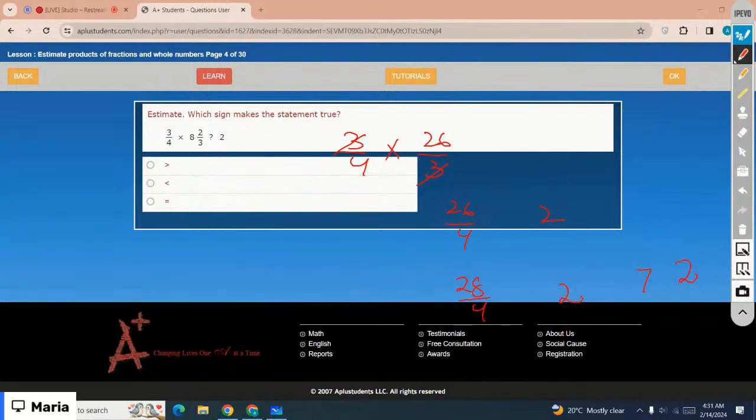If the number is not divisible by the denominator, you can replace the number with the nearest one that can be divisible, right? So here 26 is not divisible by 4. So I replace 26 by 28 because 4 times 7 is 28, right? 7 is greater than 2. The correct option is greater.